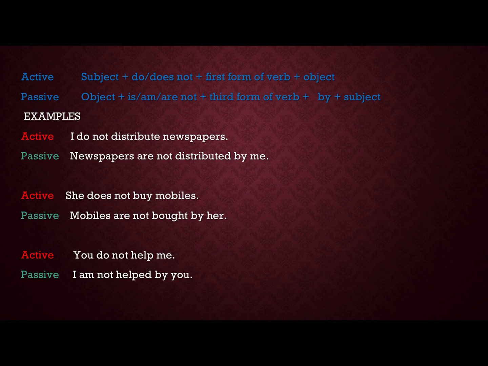Then, she does not buy mobiles. Again I am telling, this is the negative form of simple present tense, she does not buy mobiles. When we are changing it into passive voice, mobiles are plural, so we will be using the verb according to it: mobiles are not bought by her. You do not help me. Here you is the subject, and then I am not helped by you.